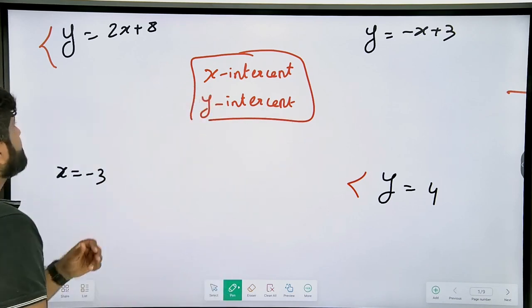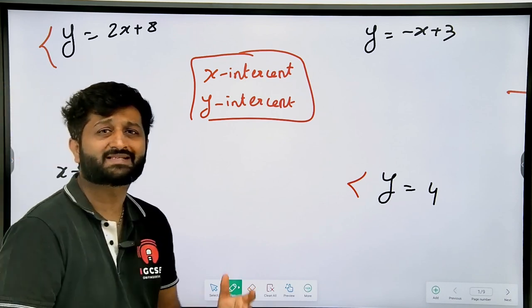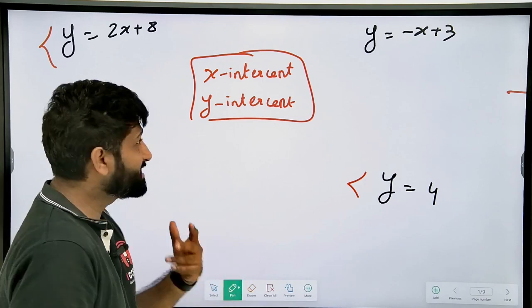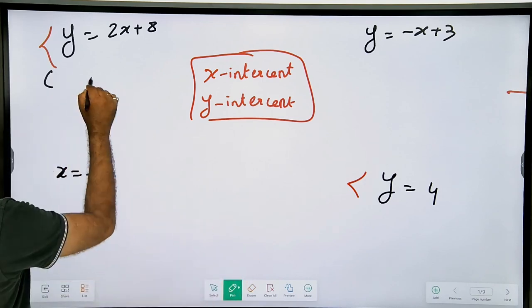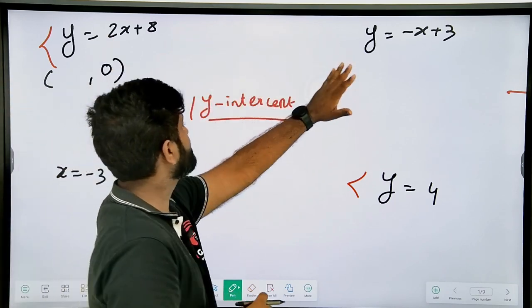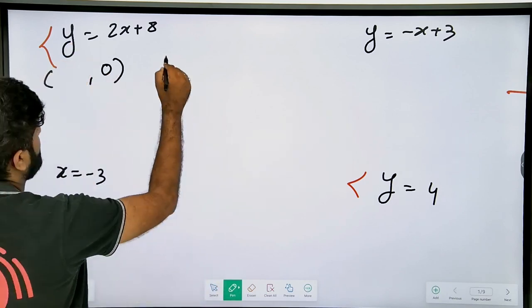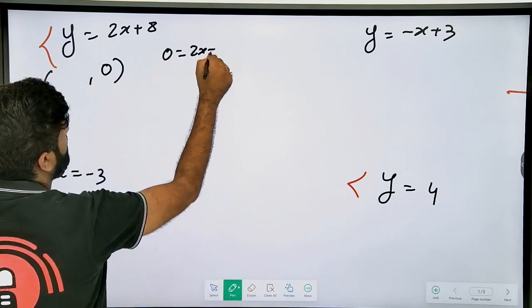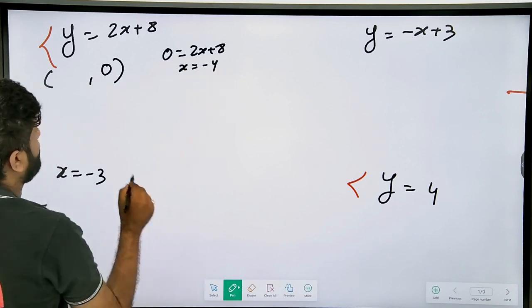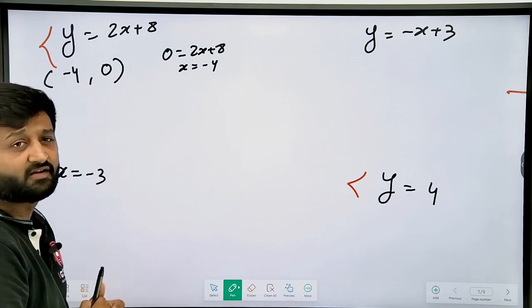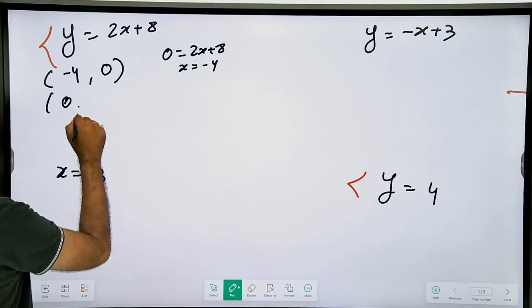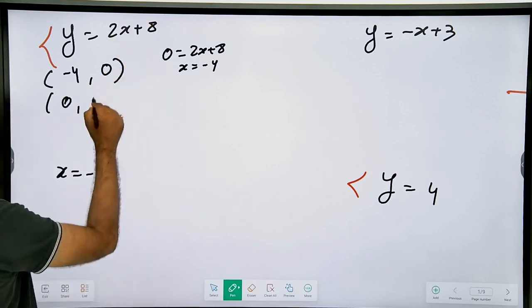So let us first plot the graph y equals 2x plus 8, right? Now I'll first find the x-intercept and y-intercept. Now guys, what is my x-intercept? The x-intercept is a point where my y is 0, right? So if I substitute y as 0 in this equation, I have 0 equals 2x plus 8. So from here I can say x is negative 4. So I have my x-intercept as negative 4 comma 0. In the same way, for my y-intercept, I'll have to substitute x as 0. So I get 0 comma 8.